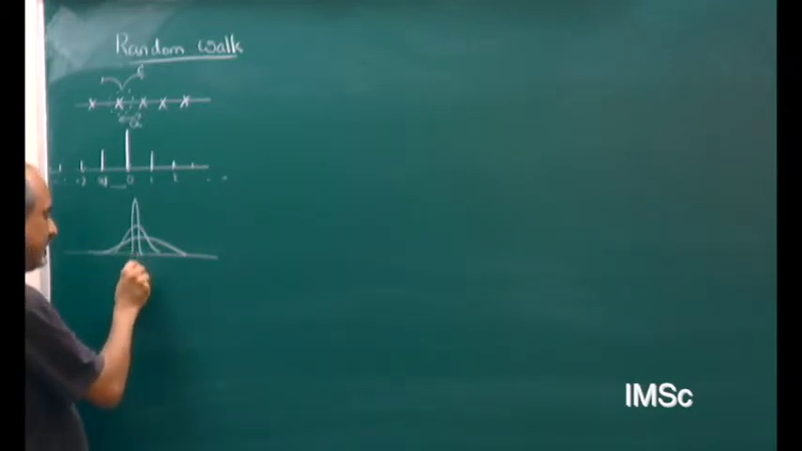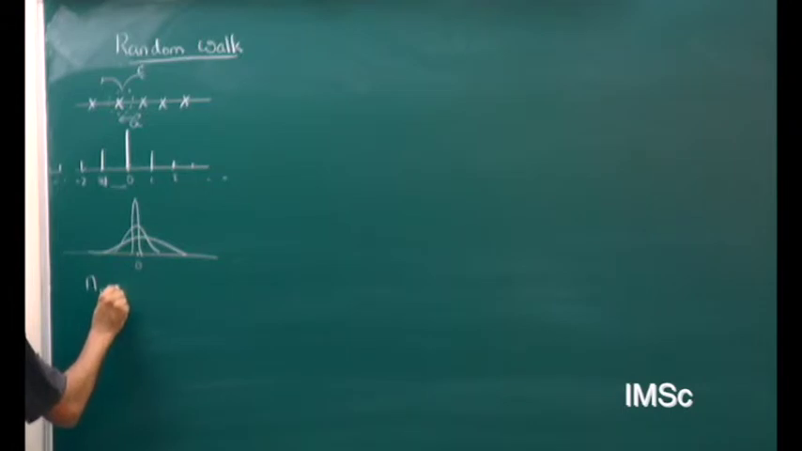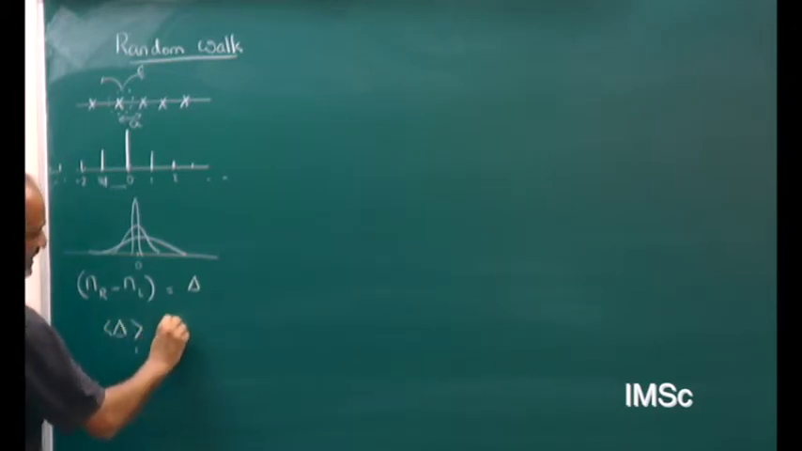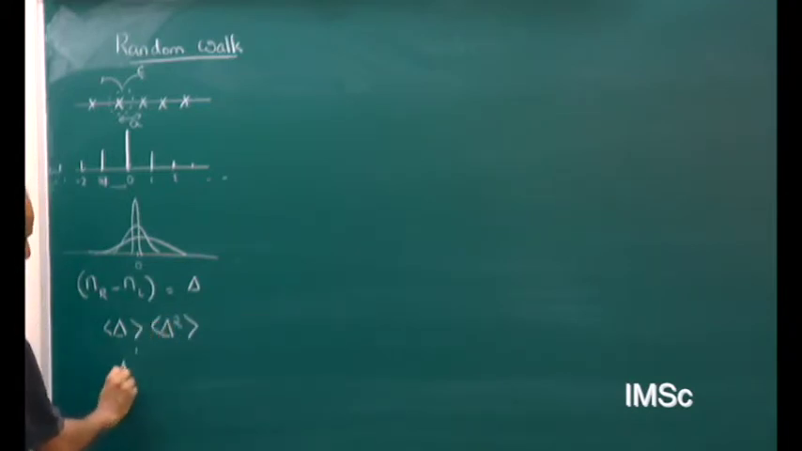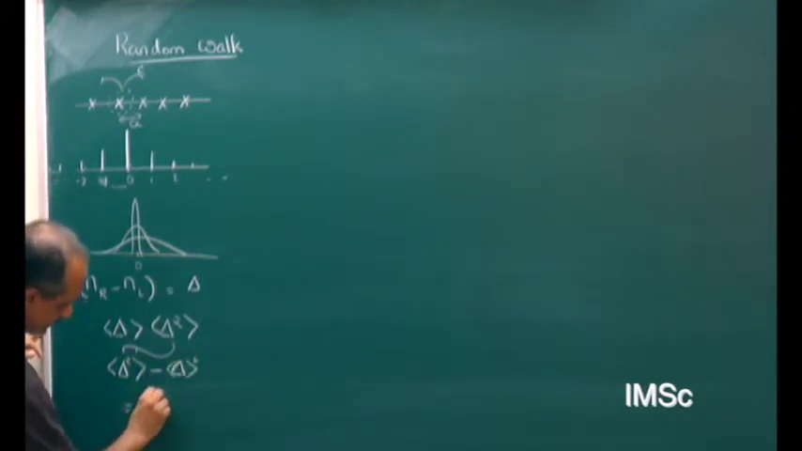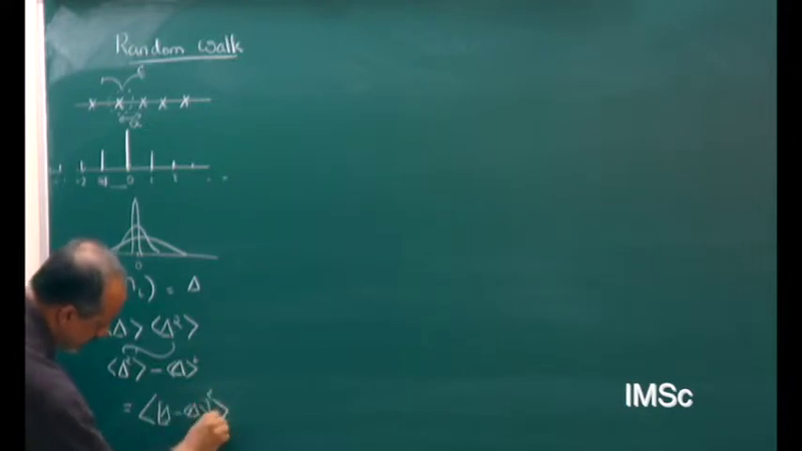Given that I've said I started at the origin, we derived some properties of this probability distribution. We said, look at the number of right steps minus the number of left steps. Call this the displacement delta. And then we can ask, what is the average value of delta? What is the fluctuation in delta about that average value? So technically, this object should be delta squared averaged minus delta average squared, which is the same thing as taking the average of delta minus the average value of delta, squaring it, and then taking the average.